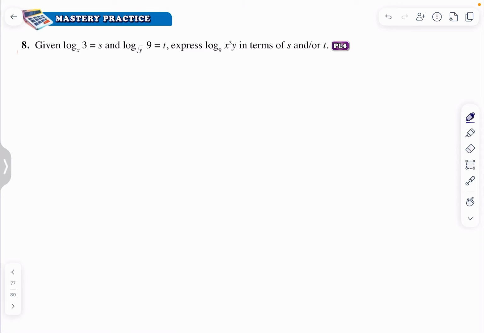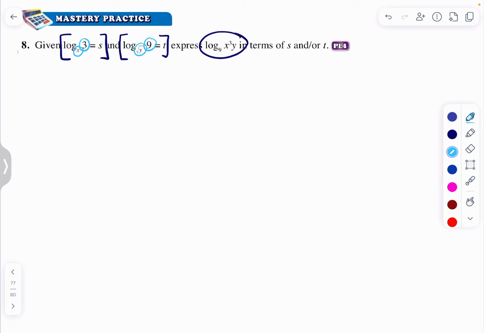Mastery practice question 8. Given that log_3 x is s, and log_9 √y is t, express this in terms of s and t. Okay, so here we have numbers like x, 3, 9, √y, and log base 9 here. The simplest thing I can think of is to change everything to base 3. Right, let's try. So this one, you want to change to base 3.